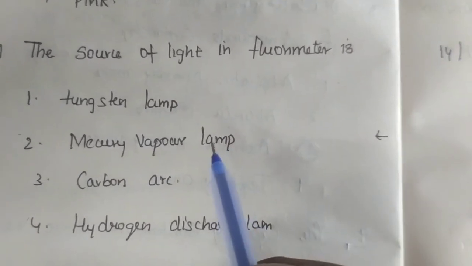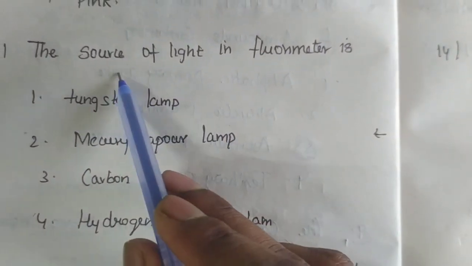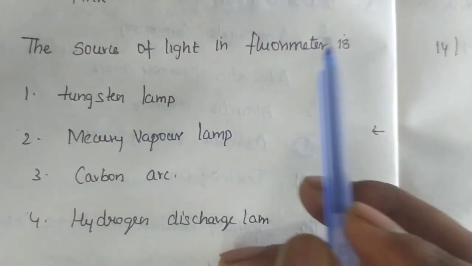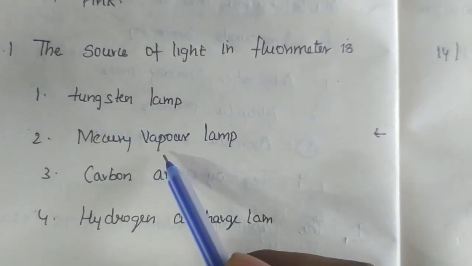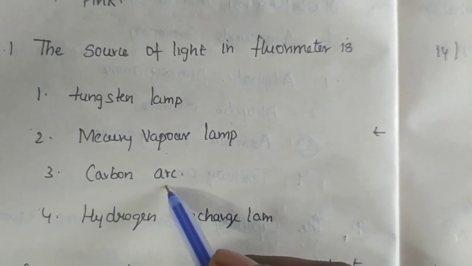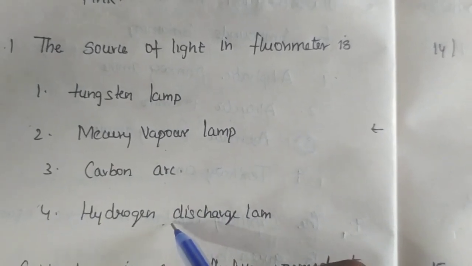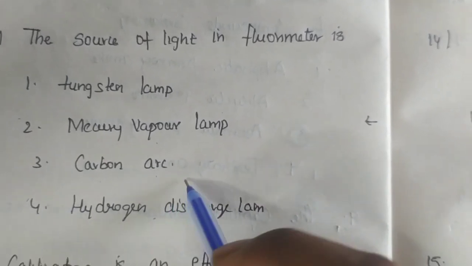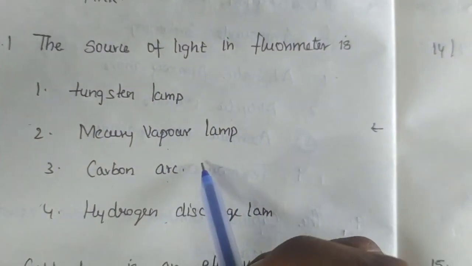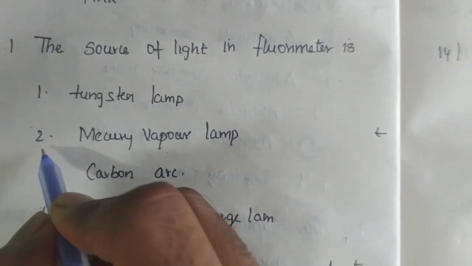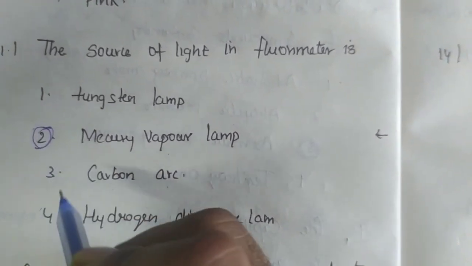Coming to next question. The source of light in fluorimeter is. The options are tungsten lamp, mercury vapor lamp, carbon arc, hydrogen discharge lamp. The answer is option number 2, mercury vapor lamp.